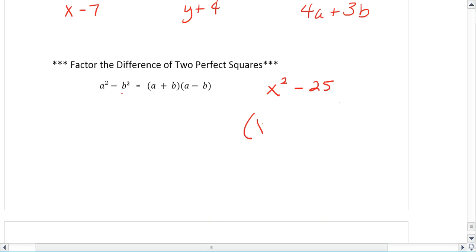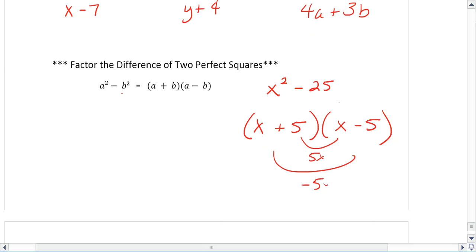The square root of x squared is x. The square root of 25 is 5. So we want to see if this factors into x plus 5, x minus 5. And then if you FOIL this, the inner product is a positive 5x. The outer product is a negative 5x. They do indeed add to 0. So you're just left with x squared minus 25.